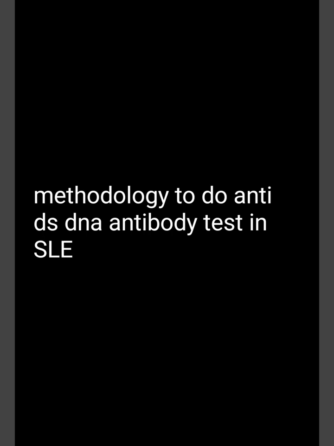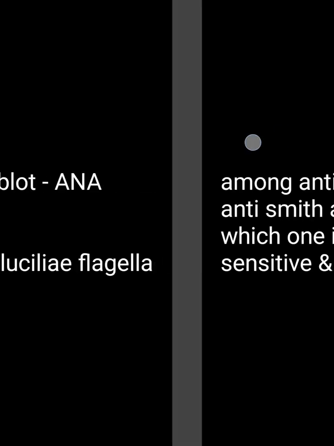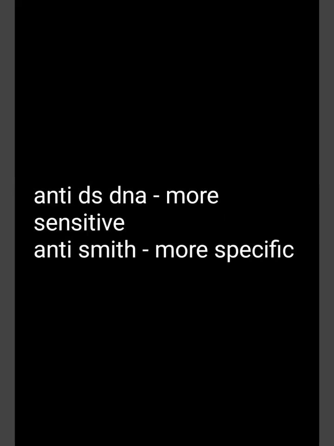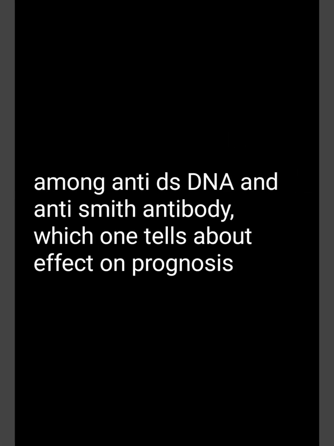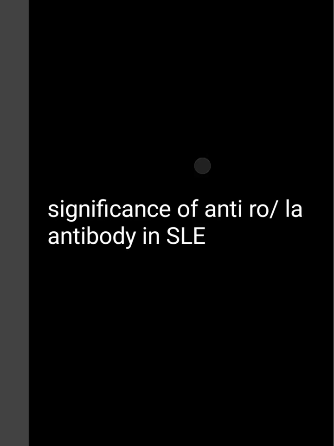Methodology to do anti-dsDNA antibody test in SLE: 1. Immunoblot, ANA profile. 2. ELISA. 3. Crithidia luciliae flagella. Among anti-dsDNA and anti-Smith antibody, which one is more sensitive and specific? Anti-dsDNA is more sensitive; anti-Smith is more specific. Which one tells about effect on prognosis? Anti-dsDNA. Its higher titer means higher risk of nephritis, vasculitis.